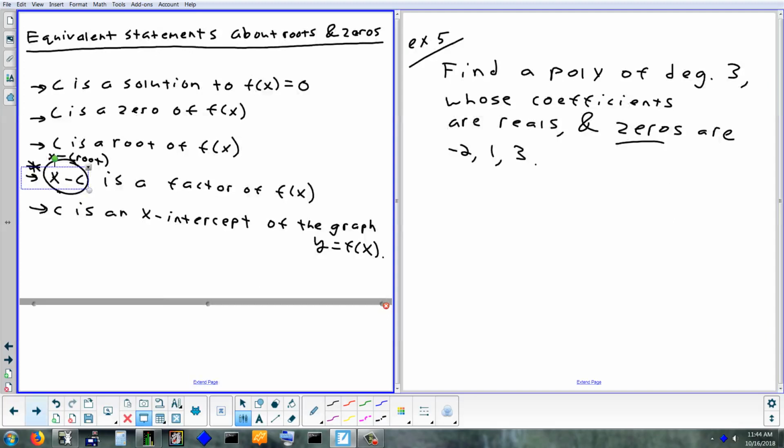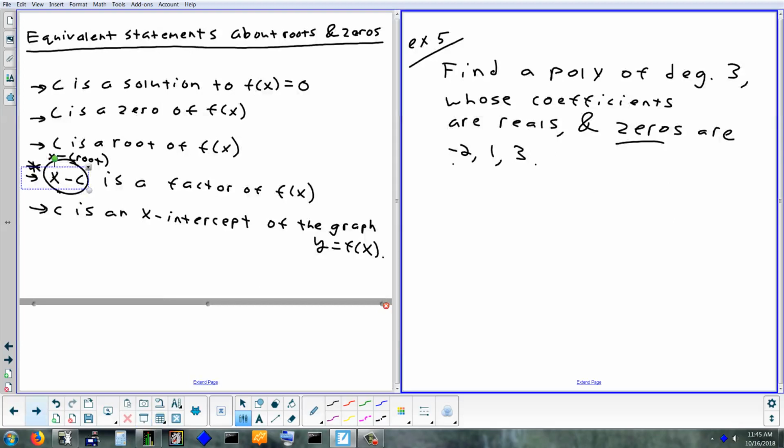Okay, so in the last problem, I'm giving you 3 roots. I'm telling you what the roots are. I'm telling you I'm thinking of a polynomial, and the roots of it are negative 2, 1, and positive 3. I want you to tell me what the polynomial is. So if I typed it into my calculator and graphed it, it would cross the x-axis here, here, and here.